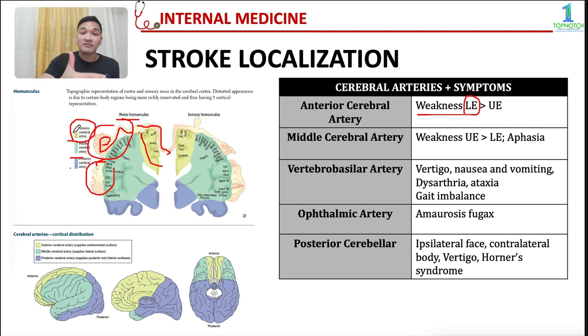So seeing it using this illustration or figure makes it easier for you to remember why an ACA infarct causes weakness of the lower extremity. And if there is aphasia and weakness of the upper extremity, the MCA is the one with the infarct. Okay?